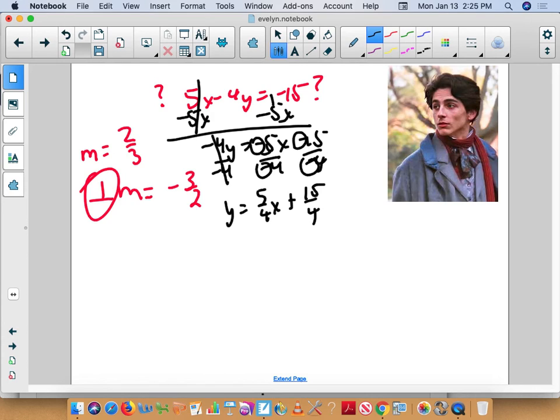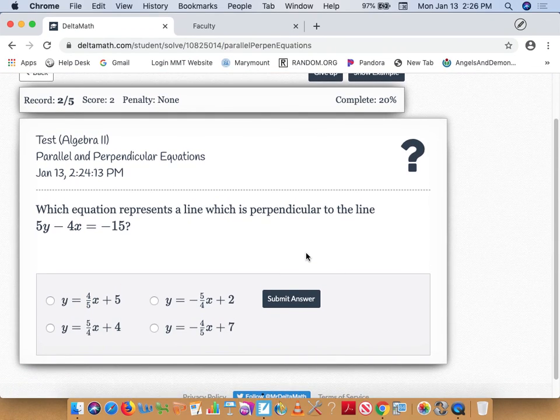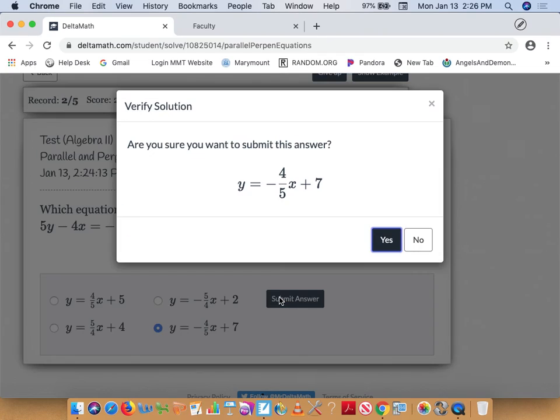What's the slope of this line? 5/4. If Ella and I are looking for parallel, we need another 5/4. But we're looking for perpendicular. So remember 5/4. Which one of these would be perpendicular? -4/5, right? You have to flip it and change the sign. Complete opposite reciprocal.